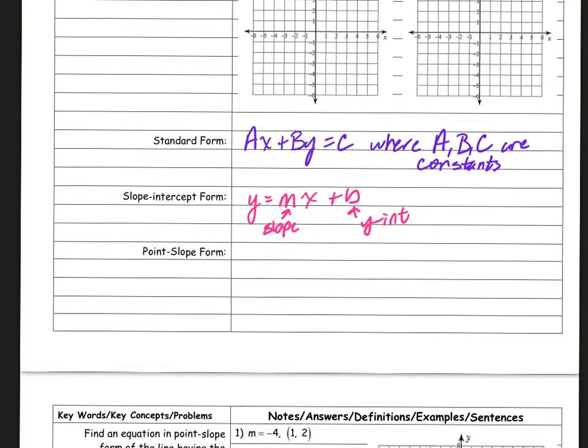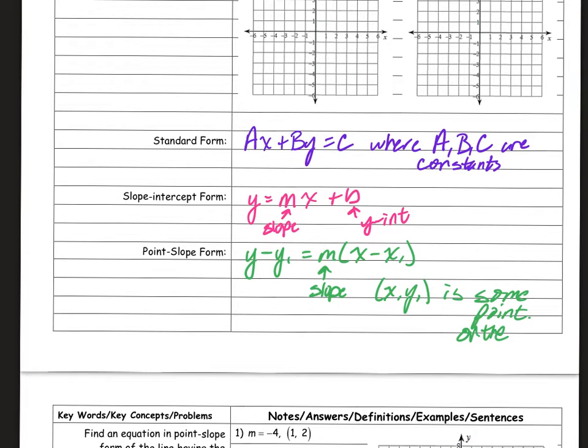Okay, and then we have point slope form. You've learned point slope form. You've probably used point slope form, but not very often, and we're going to use it a lot today. Point slope form says y minus y1 equals m times x minus x1, where m is my slope and x1, y1 is some point. Okay, it's just some point on the line. I guess I better put that. Some point on the line.